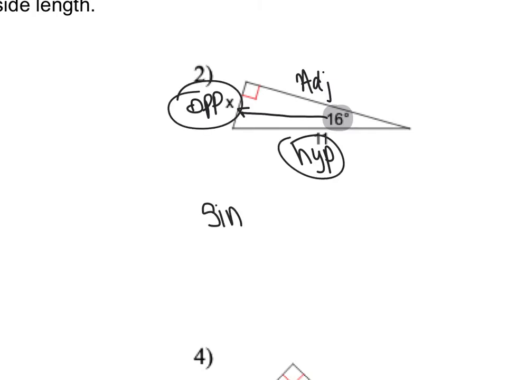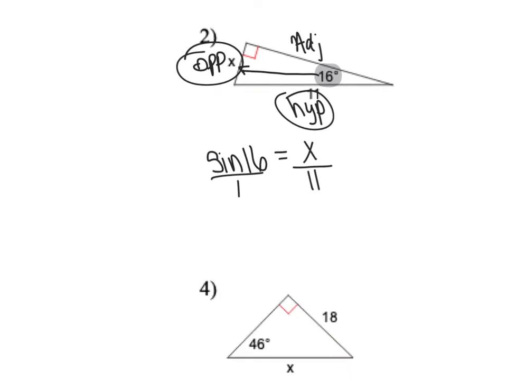So we're going to say the sine of 16, and remember the trig function is always attached to the angle measure, so you always want to put that angle right next to the trig function. So you have the sine of 16 equals opposite, which is x, over hypotenuse, which is 11. And again, I'm going to think of it as a proportion, and butterfly: 1 times x is x, 11 times the sine of 16. That's just going to be calculator work. Put it into your calculator, and you should get that x equals 3.03.